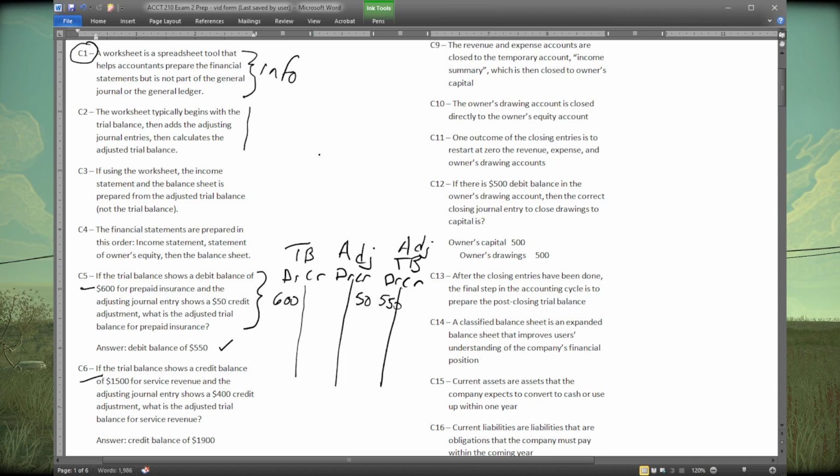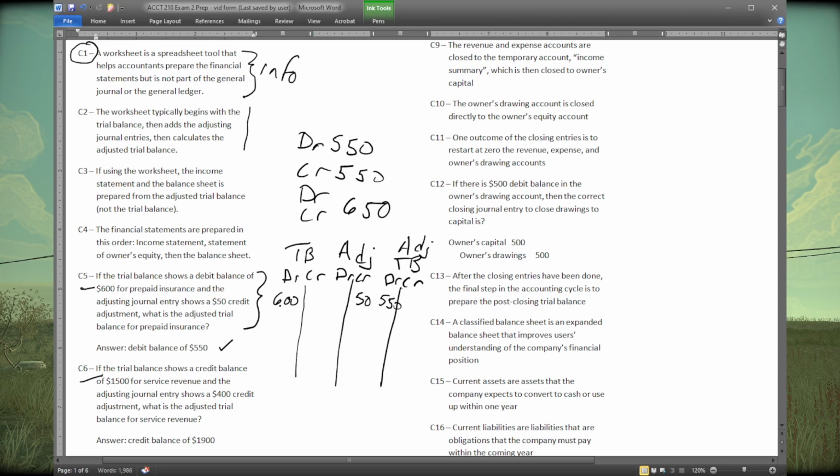Now, of course, what could I put in the quiz? Well, I could do a debit. I could say it's a debit balance of 550, or I could say it's a credit balance of 550. Or if you're adding the incorrect way, I could say debit or credit of 650. So just make sure that you understand, even if you don't completely understand the worksheet, you can at least understand the debits and the credits.